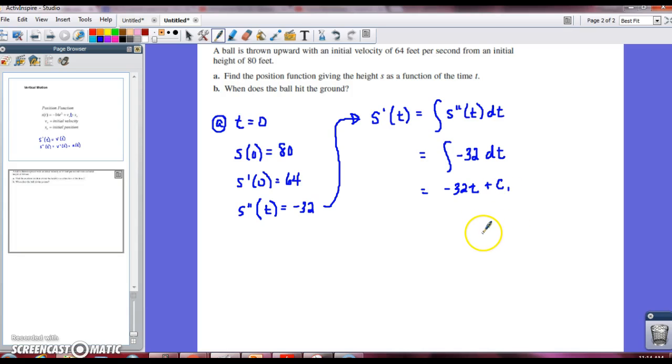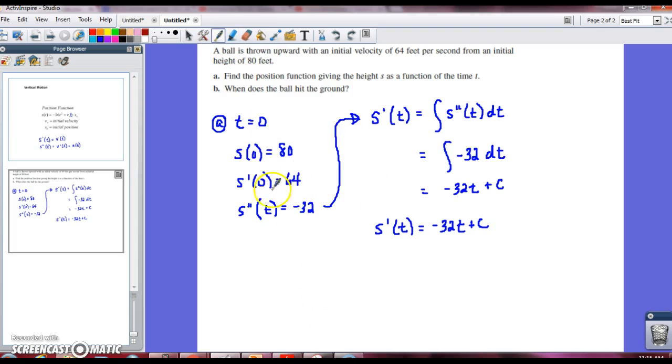I don't need to call it C1. I just want you to recognize where all these different c's are coming from. If I just called it c, that would be fine as well. Okay, so I have then that s prime of t is equal to negative 32t plus c. Actually, I'm going to take the 1 out because we don't really need it. Let's just leave it as c.